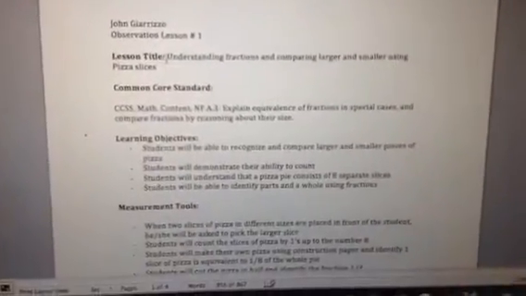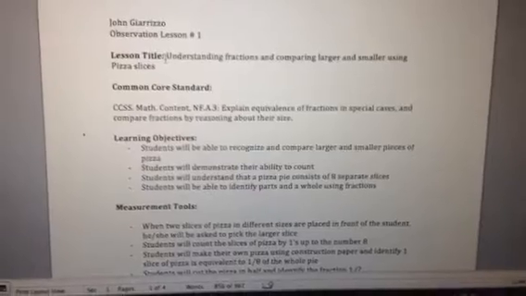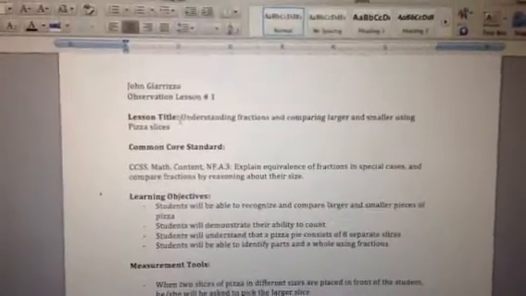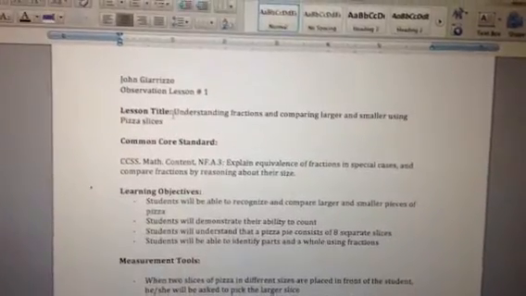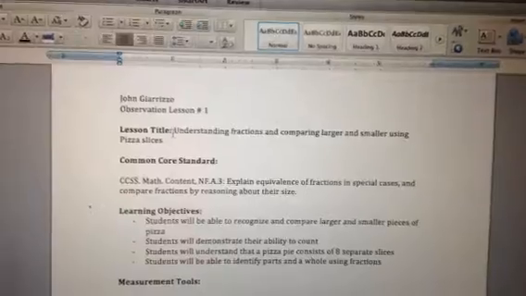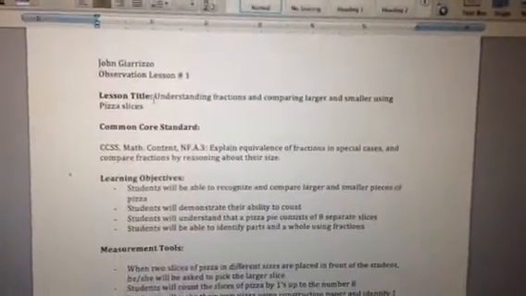This lesson is understanding fractions and comparing larger and smaller using pizza slices. The Common Core standard was explain the equivalence of fractions in special cases and compare fractions by reasoning about their size. Some of the learning objectives included students be able to recognize and compare larger and smaller pieces of pizza.